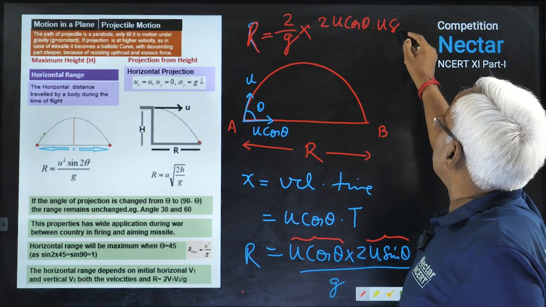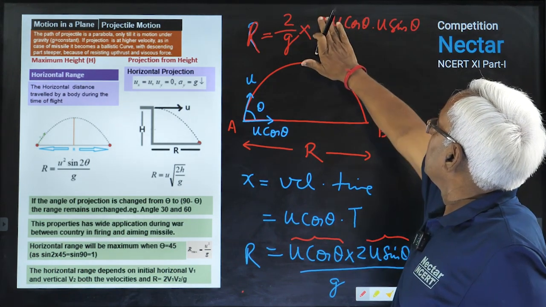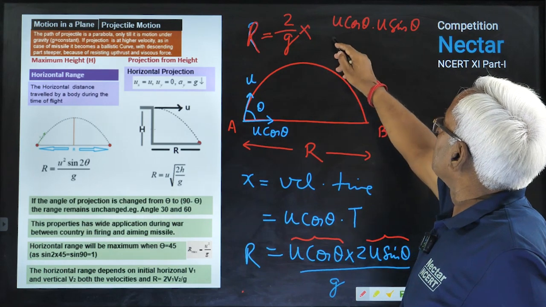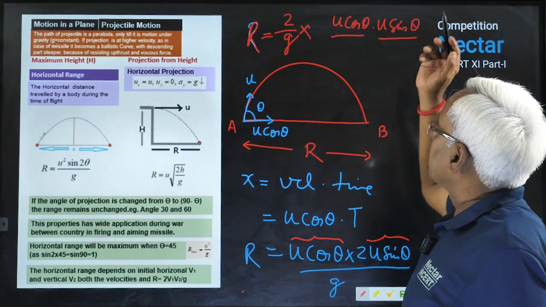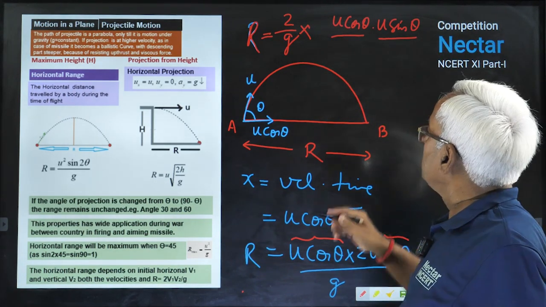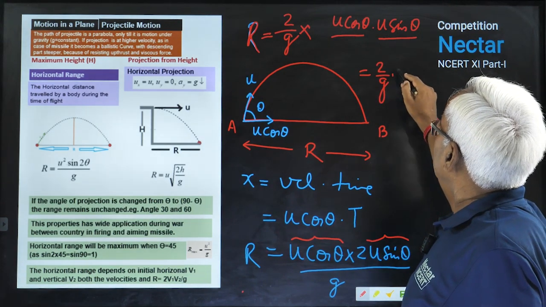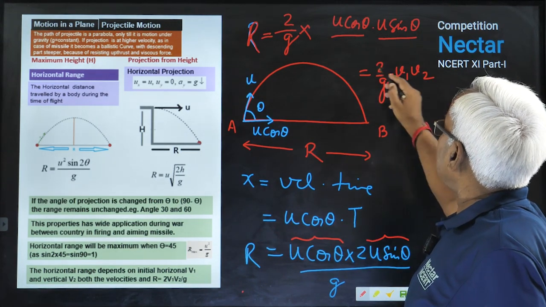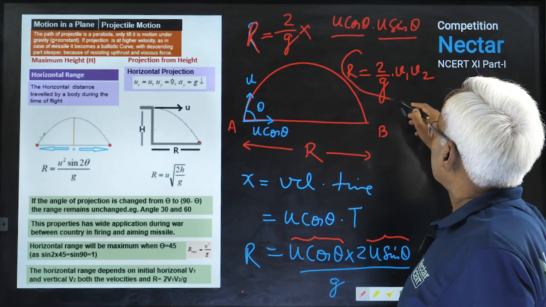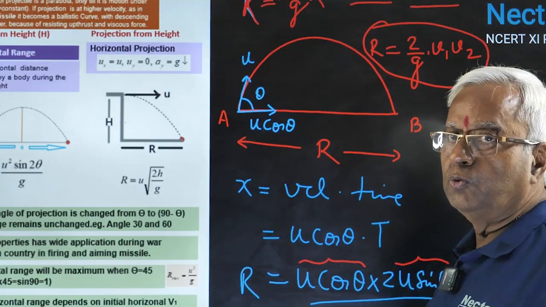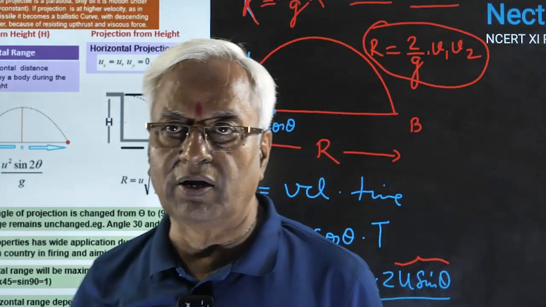What is the meaning of both the velocities? Horizontal and vertical, both. This is horizontal, this is vertical. Now suppose you use the symbols v1 and v2 for these velocities, then you can say horizontal range is 2 by g into both the velocities.